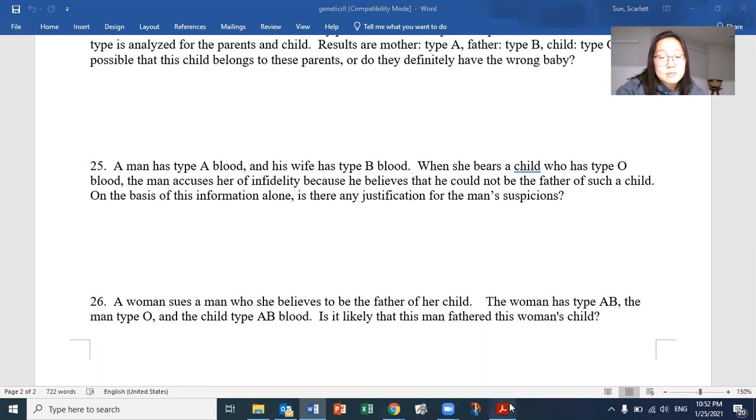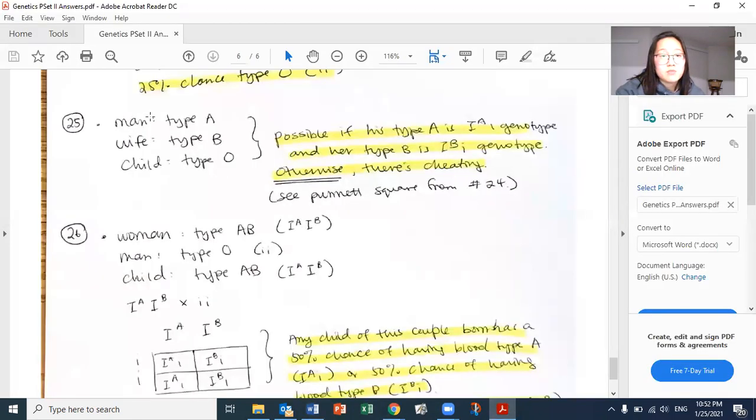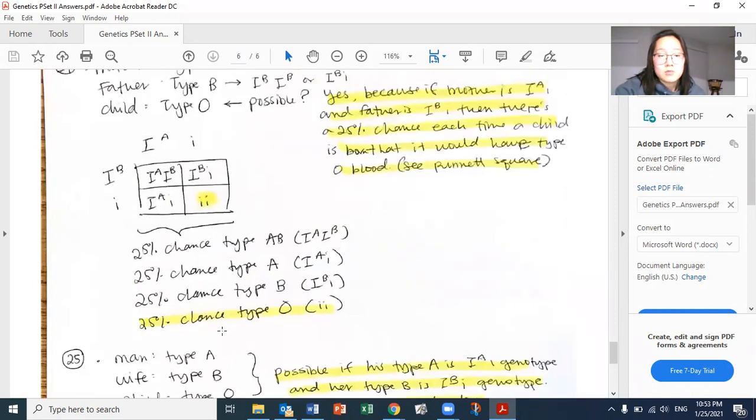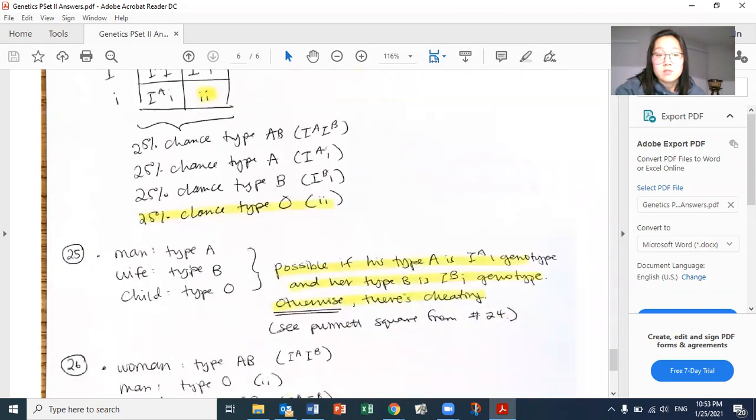Well, it seems to be a very similar case to our last one. So if the man is type A and the wife is type B, the child is type O, it is possible again, if his type A is an IA, lowercase i genotype and her type is an IB, lowercase i genotype. Otherwise, there's cheating, right? If this was an FRQ and it was a standalone, you would have to rewrite this entire Punnett square and the results from it, again, just for reference for this one problem. Okay, but in this case, if you wanted to just reference the one from 24, that is also fine.